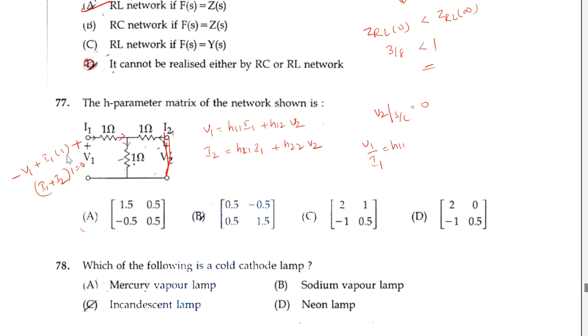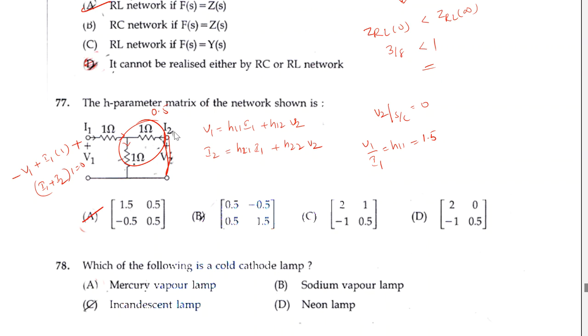Or, to simplify without solving this, I will make this Y1, and these two will be in parallel. Short circuit means these two will be in parallel. So parallel gives 0.5 and this will be 1, so simply it is going to be 1.5. So among the options, H11 is 1.5 is the answer.